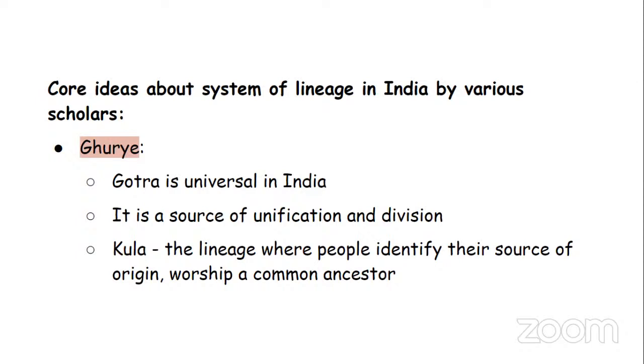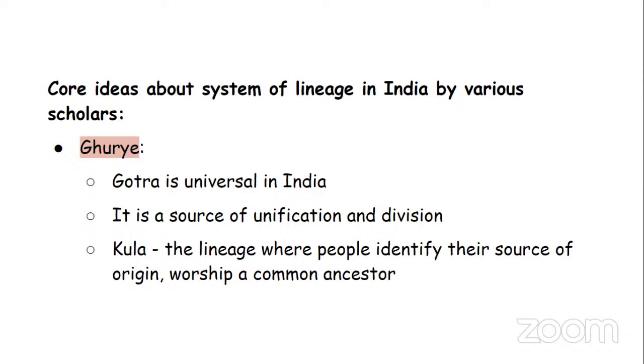So Gotra is a source of both unification and division. Then he also talked about another concept, which is Kula. In the case of Kula, it is the lineage where people identify their source of origin and worship a common ancestor. People belonging to a Kula trace back to their origin or ancestor and worship a common ancestor. That kind of lineage is known as Kula.